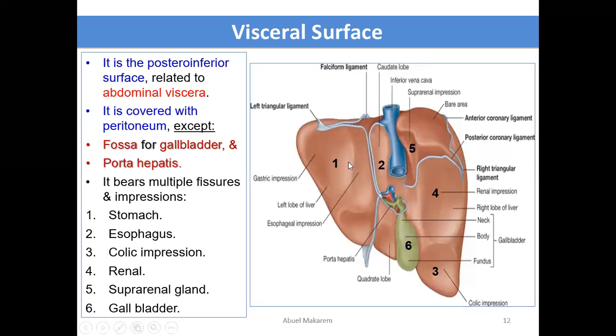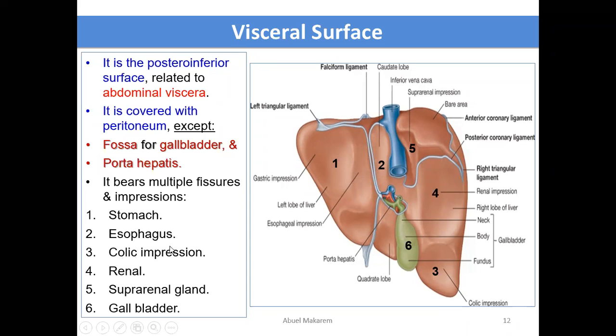Some of the important impressions, as I showed before. So this is the gastric impression, that is for the stomach. Okay. Then we have the esophageal impression, for the esophagus. So here it is shown. This is the esophageal impression. This is for the caudate lobe.